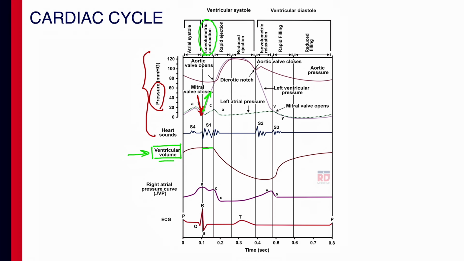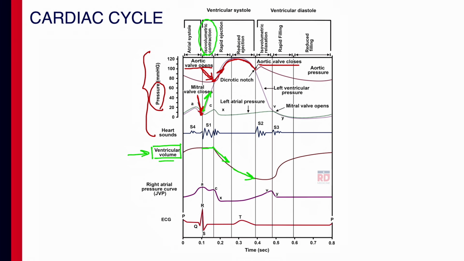Next, once left ventricular pressure exceeds aortic pressure, the aortic valve opens and blood starts to eject into the aorta. Notice from that point on, left ventricular and aortic pressure track closely together during rapid and reduced ejection. Okay? They track closely together. You also see that the ventricular volume curve starts to drop here. That's blood leaving the ventricle during systole. Eventually, aortic pressure drops below left ventricular pressure and the aortic valve closes.